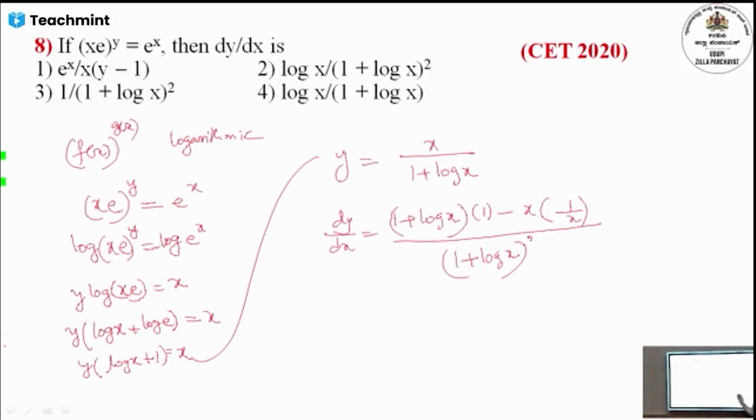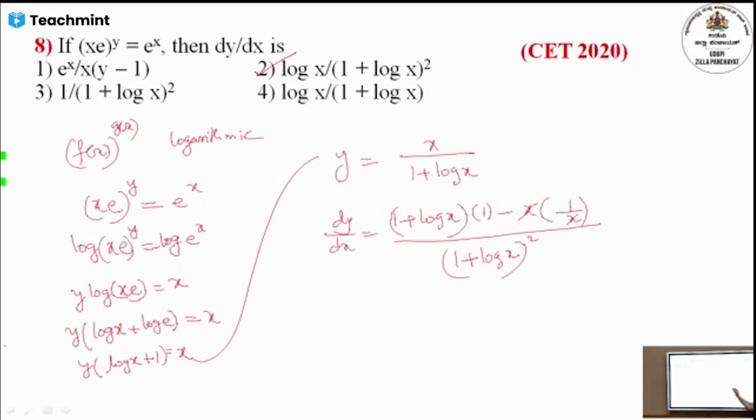Now, after this step, you should not do the simplification again. Can you see that here x and x get cancelled? What remains here? Minus 1. Here, what remains? Plus 1. Plus 1 and minus 1 get cancelled. What remains is log x in the numerator. The denominator is 1 plus log x whole square. So log x by 1 plus log x whole square is the second option.